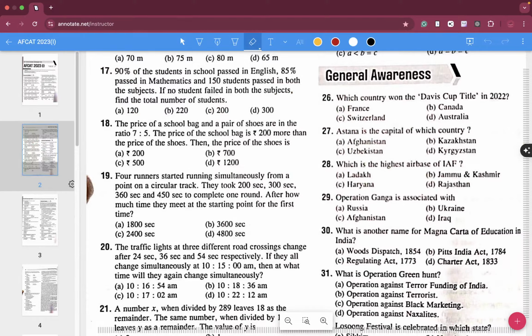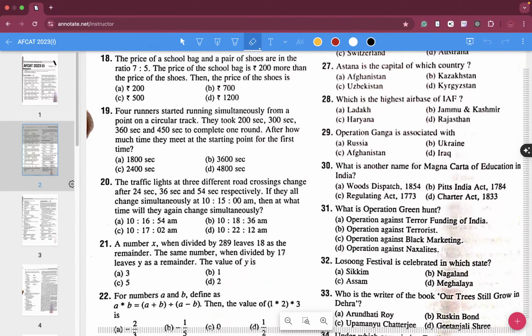All right. So we'll move to question number 18. The price of a school bag and a pair of shoes are in the ratio 7:5, and the price of the school bag is 200 more than the price of the shoes. Which means 7x minus 5x is equal to 200, so x is equal to 100. Then the price of the shoes is 500. Definitely a sitter, an extremely sitter type question. If you are not able to do this question, then there is some problem.